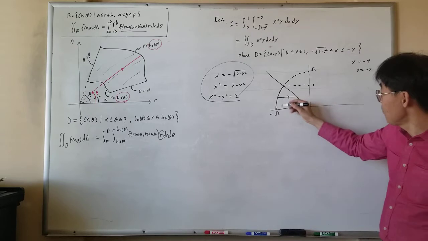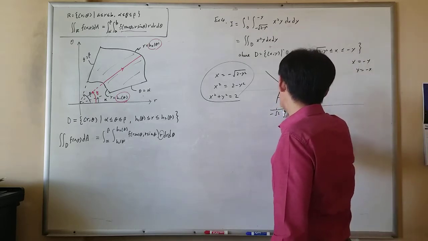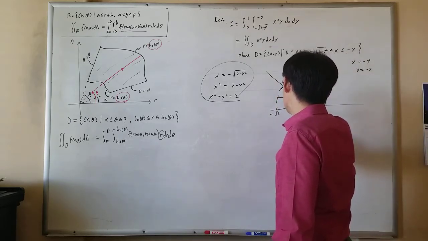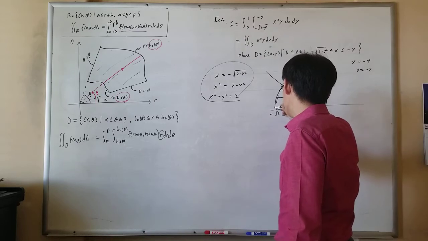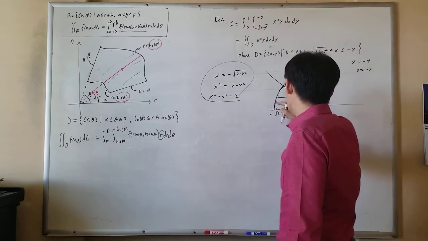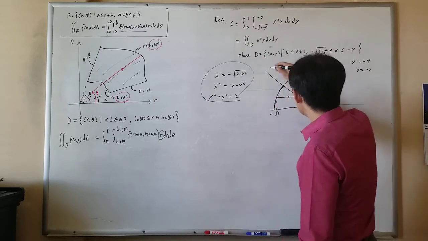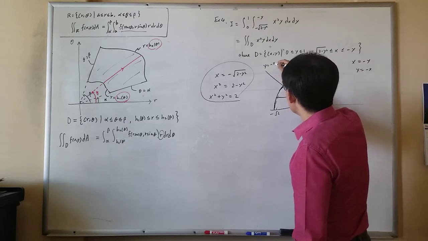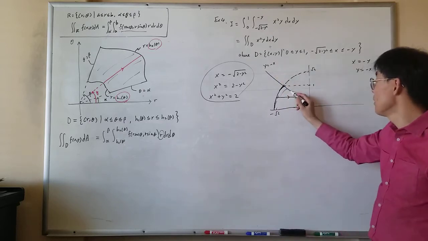Because that left-hand side part is a circle, right? It's a circle. Right-hand side is y equals negative x. Okay, this is domain D.